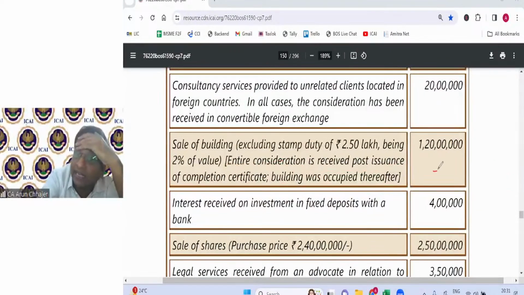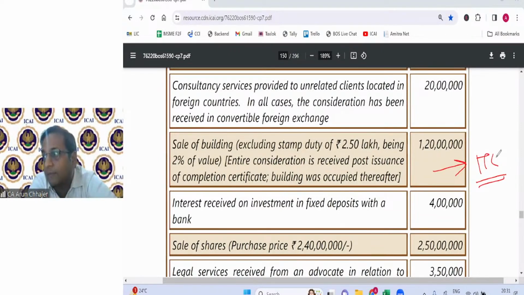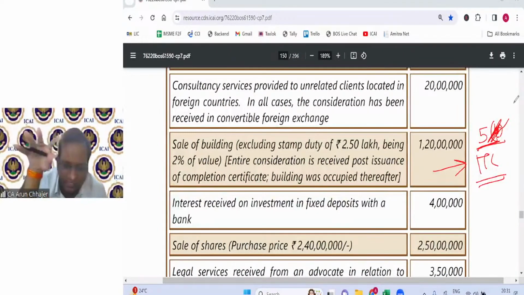Second question, does it have any impact on the ITC? Answer is yes. Because of the Schedule 3 para 5 clause B. Para 5, not AB, एक बार इसको रिमूव कर दीजिए. Para 5 which talks about clause A is renting of immovable property, clause B is this. It says that this will be considered as exempt supply for the purpose of reversal.